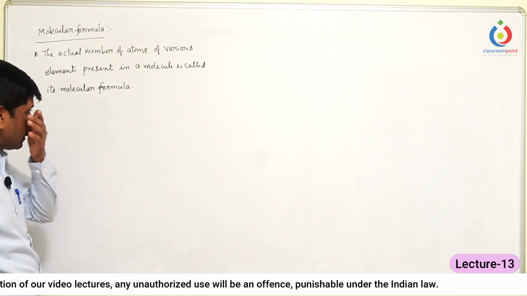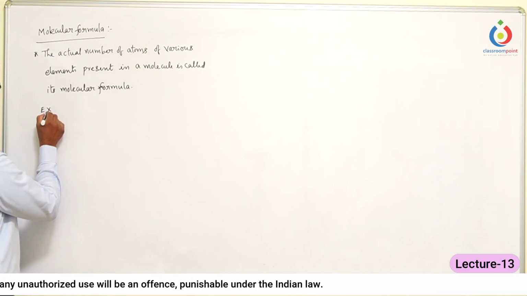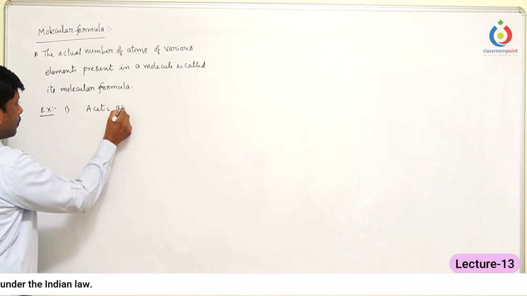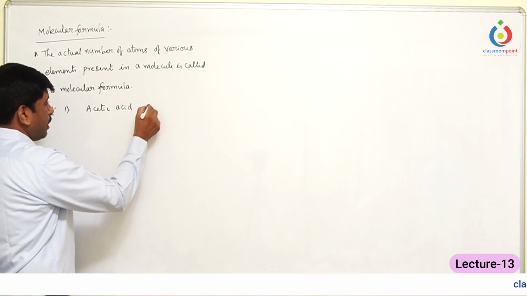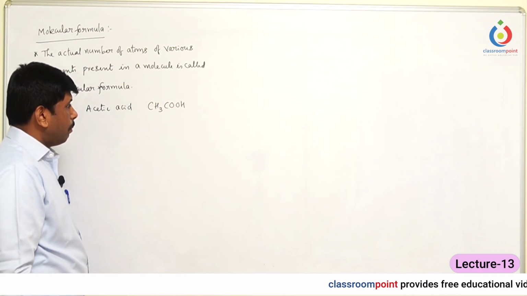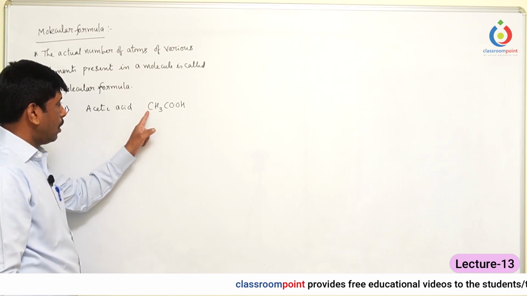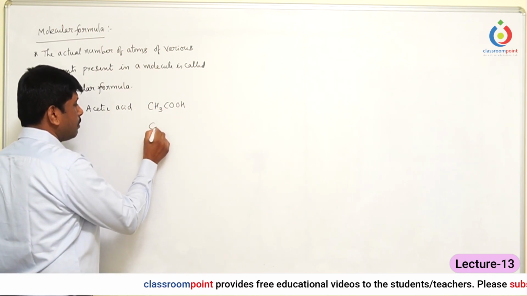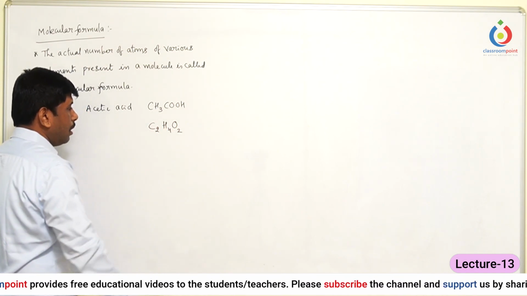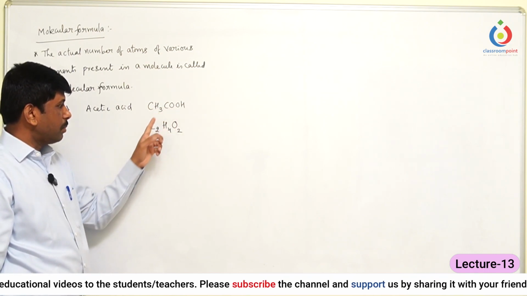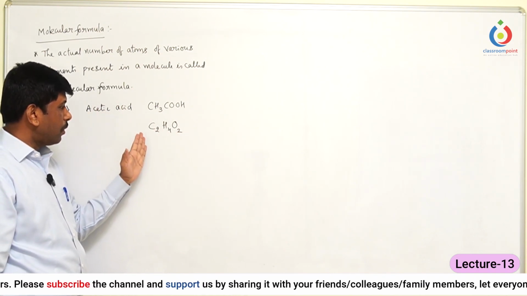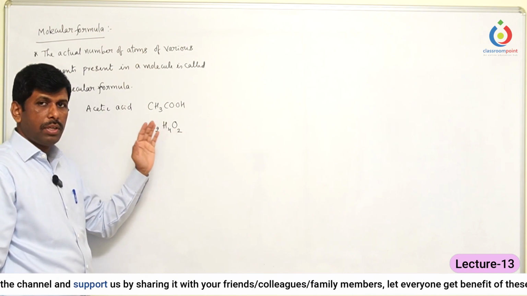So now let us take some examples. Let us take acetic acid. Acetic acid we write down as CH3COOH. This is the molecule. But if you write down its molecular formula, how many carbon atoms are present here? 2 carbon atoms, totally 4 hydrogens, 2 oxygens. So writing the various atoms present in the molecule like this is called the molecular formula. So molecular formula says the exact number of atoms present in the given molecule.